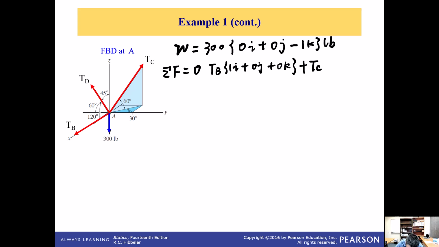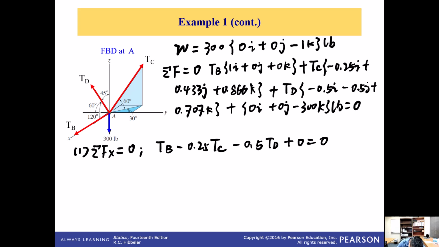And then we can write down sum of the Fx on the x direction equals to 0, which is 0g times plus TB, which is TB minus 0.25 TC minus 0.5 TD plus 0 equals to 0.